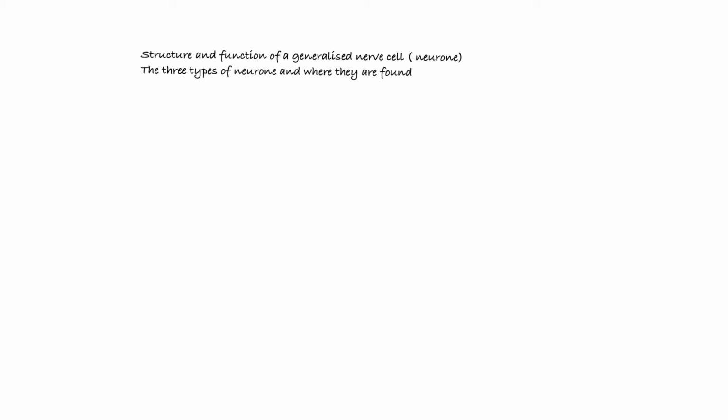In this short video, I'm going to be talking to you about the structure and function of a generalised nerve cell, which is known as a neuron, and the three types of neuron and where they are found. There are three types of neuron: sensory, relay, and motor. The relay neuron is sometimes referred to as an interneuron, depending on where you're reading about it.